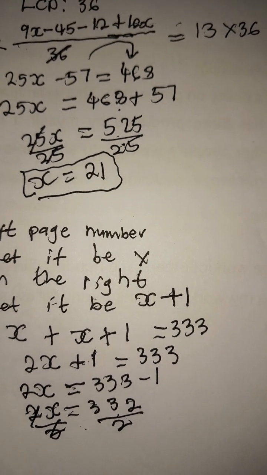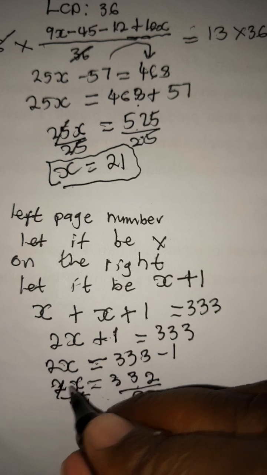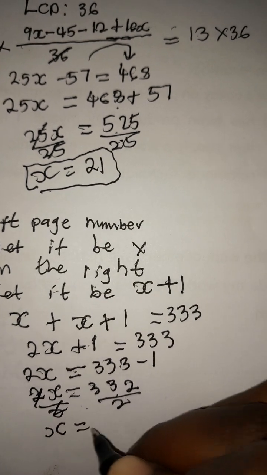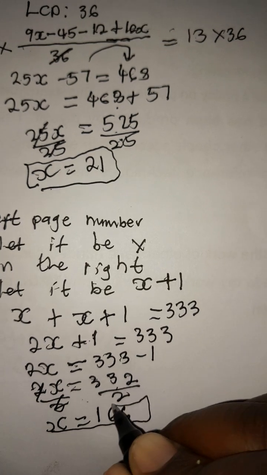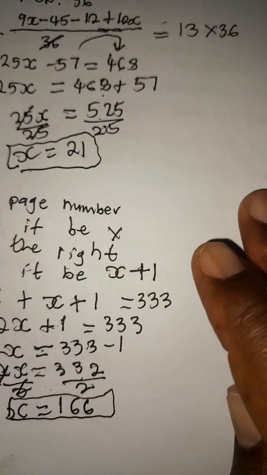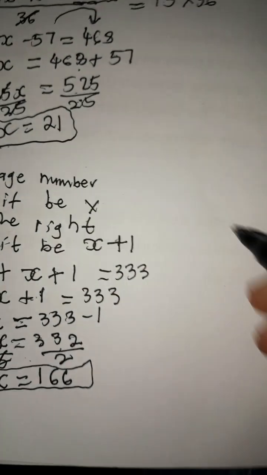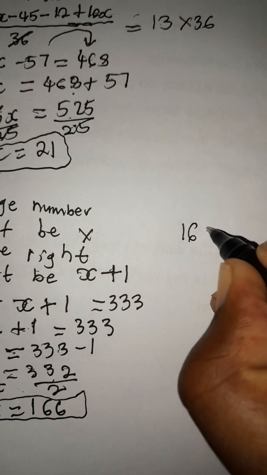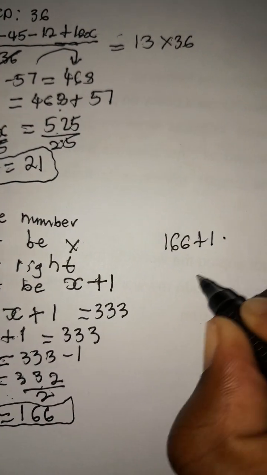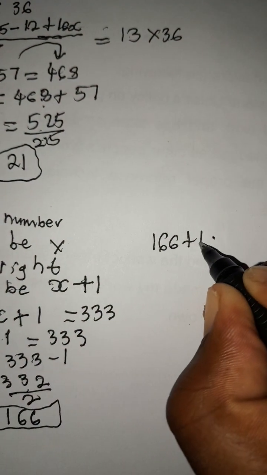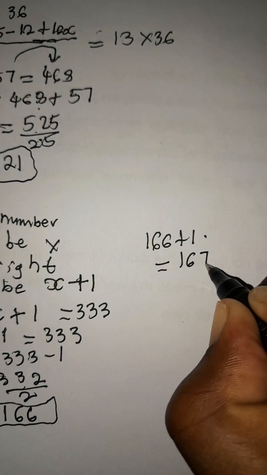So punch in your calculator. 332 divided by 2, what is that? You have x as 166. So this is the page number on the left. So on the right, since we said let the one on the right be x plus 1, I'm going to take that 166 and add 1 to get the page number on the right. So 166 plus 1, that will be 167.